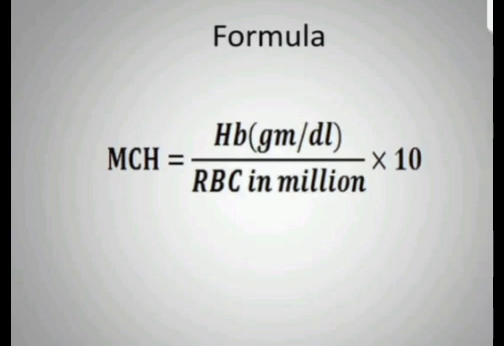Mathematically, are we writing mathematically? Mean corpuscular hemoglobin is equal to hemoglobin in gram per dL over red blood count in million times 10. So the mathematical representation of mean corpuscular hemoglobin is Hb over RBC times 10. So let's solve a little mathematics.